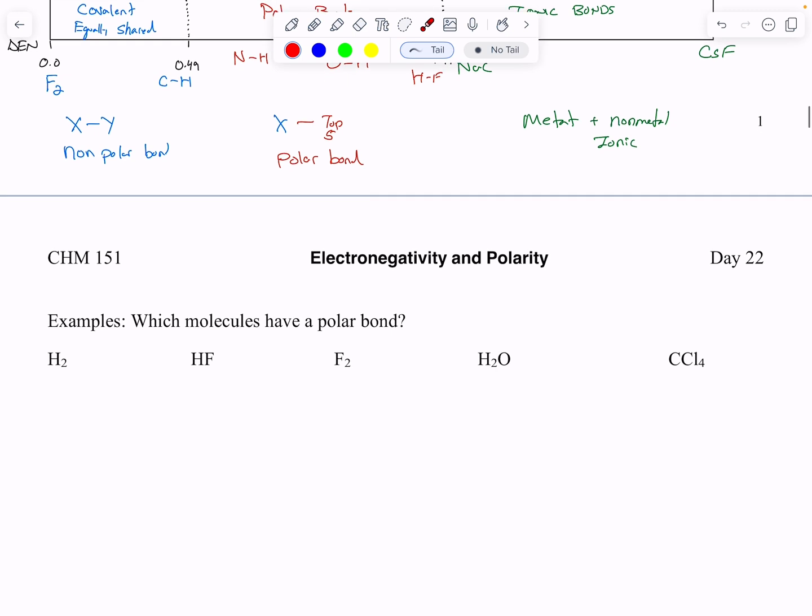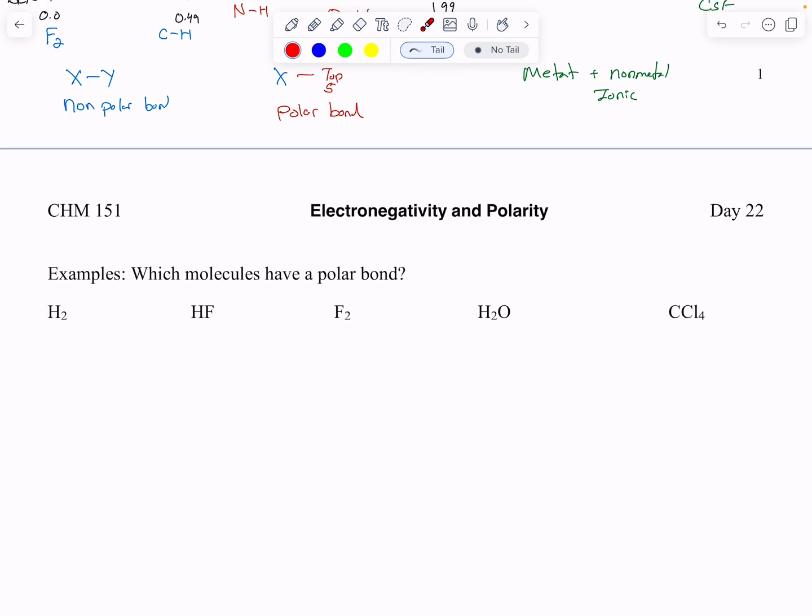Which molecules have a polar bond? Now I'm going to draw the Lewis structures just for practice, because why not? Do you have to draw the Lewis structures to do this? No, but maybe right now for us it's a good idea. First thing we do is valence electrons. H has one valence electron, and two hydrogens give 2 electrons. So H2 is pretty straightforward.